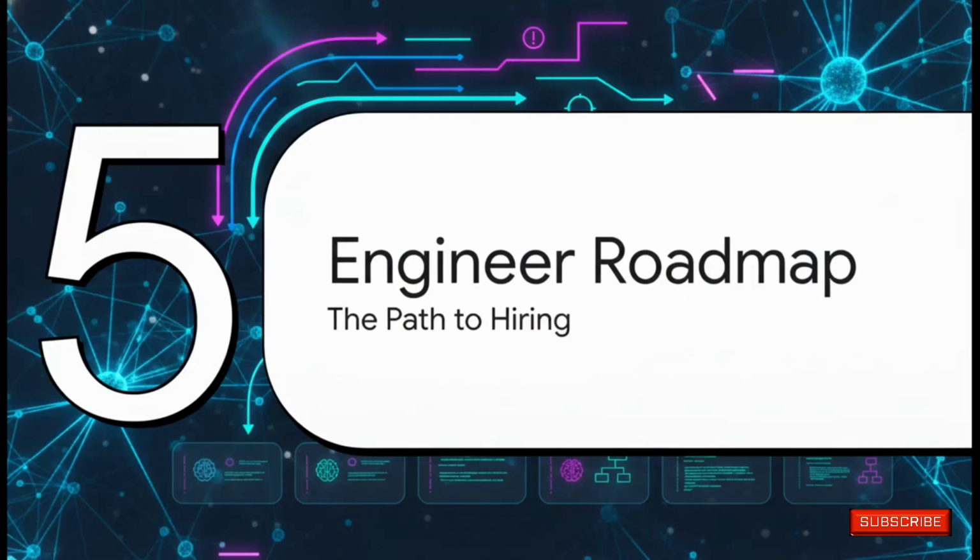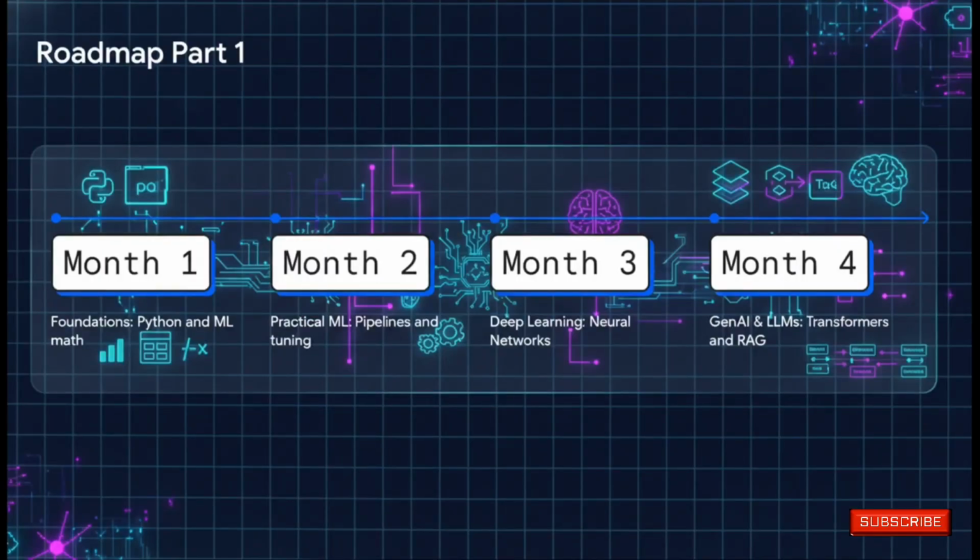Finally, part 5, your 6-month engineer roadmap, the exact path to getting hired. If you want to actually build these systems and grab one of those incredibly high-demand jobs we talked about, here is your no-nonsense blueprint. First rule, do not skip the basics. Month 1 is all about foundations, mastering Python, pandas, and the math powering machine learning. Month 2, you move into practical ML, building classification pipelines and tuning algorithms.